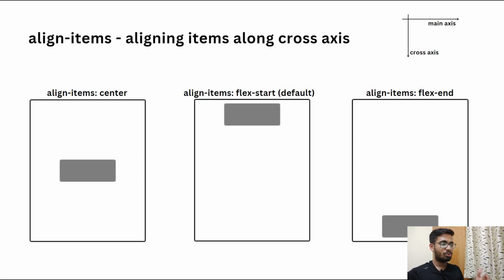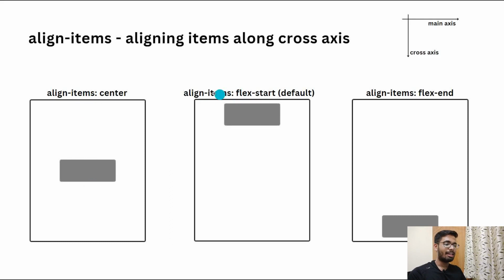Justify content is used to align items along the main axis, whereas align items is used to align the items along the cross axis. As you can see in this diagram, the cross axis is vertical. So if we set align items to center, this flex item will be aligned in the center vertically. It will be vertically centered, something like this.